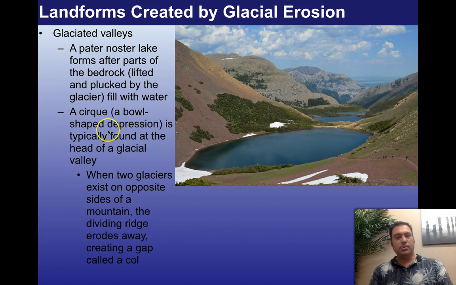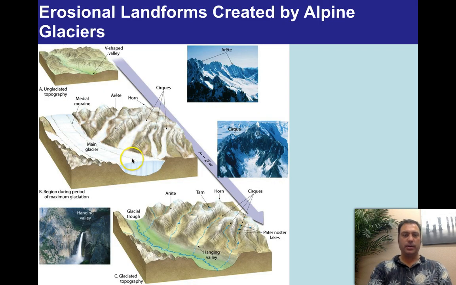A cirque, which is a bowl-shaped depression, is typically found at the head of the glacial valley. So let's go back over here. The cirques are located up here. This is basically the top of, if you want to call it, the watershed. Here's another one. It's basically the head catchment for the glacier. It's where the glacier originates. You can get additional snowpack falling on top of it. You can get tributary glaciers, but this is where the head of the glacier is located. It's in a cirque.